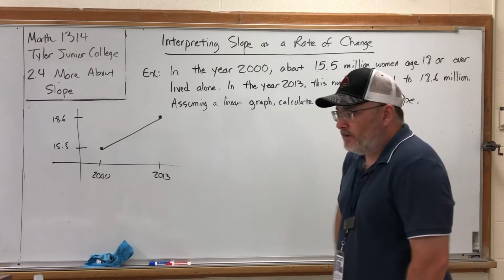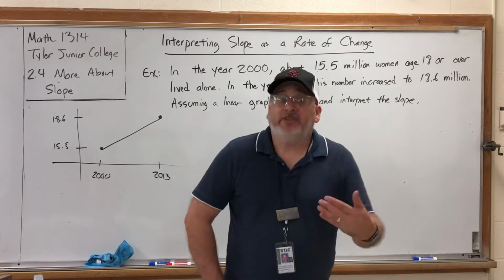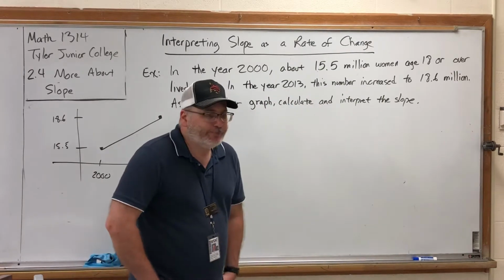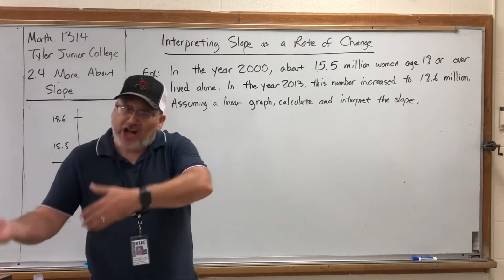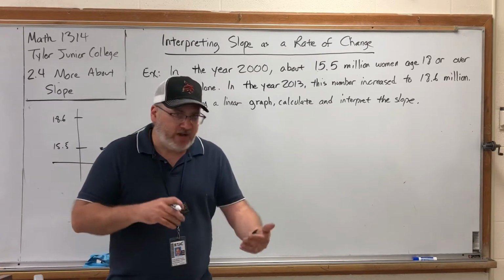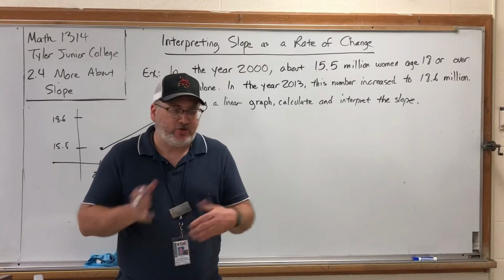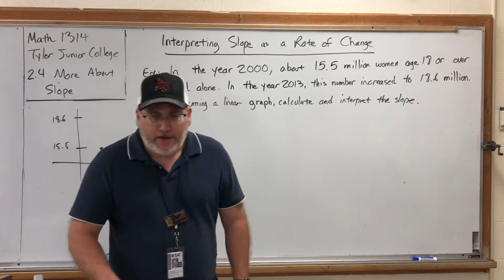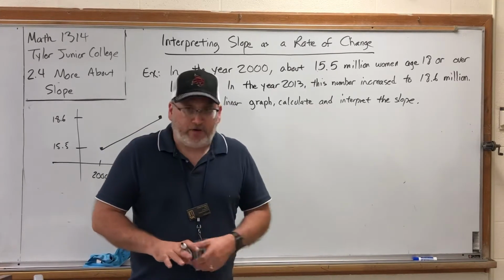Anytime you have a word problem or a context, a real world situation, when you're talking about slopes or lines, the slope can be interpreted as a rate of change, meaning how much something is changing relative to something else. Now, you know the concept of rate of change.